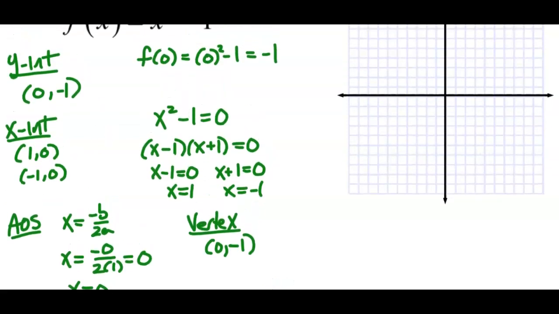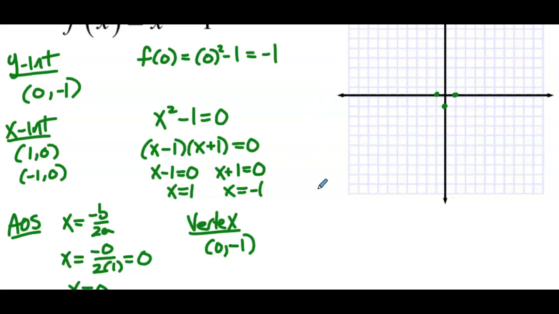So we'll plot all the points that we found so far. So we have 0, negative 1, 1, 0, negative 1, 0. But that's only 3 points. We don't have any symmetry because we already have the symmetric points, which are the x-intercepts. So we have to then find another point on our parabola.